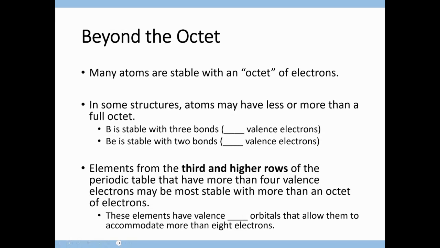So boron, for example, is in the second row. It is stable with 3 bonds or 6 valence electrons. Beryllium, also in the second row, is stable with 2 bonds or 4 valence electrons. These are the only 2 exceptions in the second period.